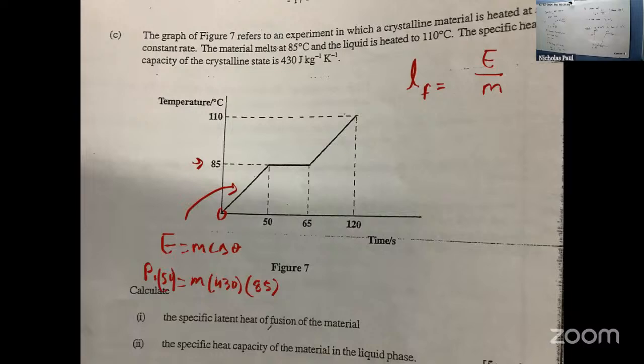So it might be possible for us to find P. P is equal to m times 430 times 85 all over 50. And the same power is being delivered here. See if you can put them together and find the latent heat. Remember, that's the way you answer any question: you have to use the information given to help you find what you need.